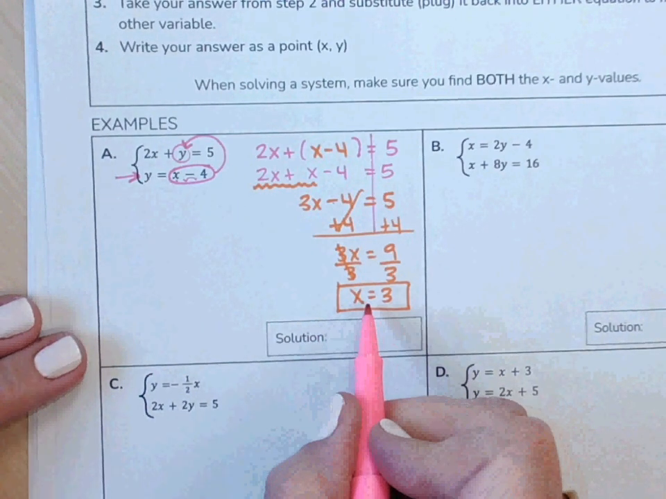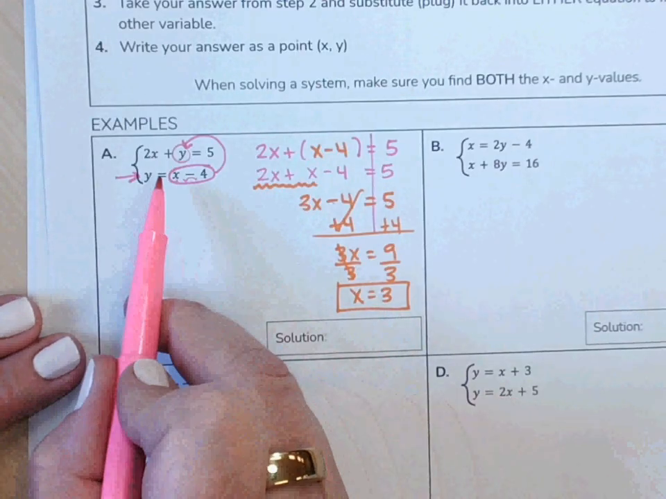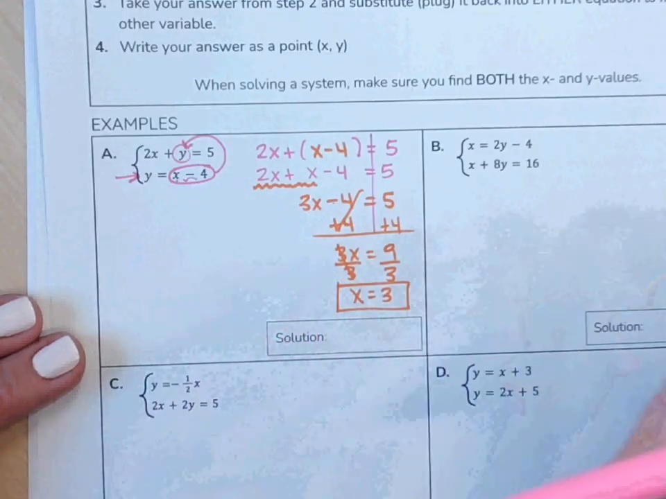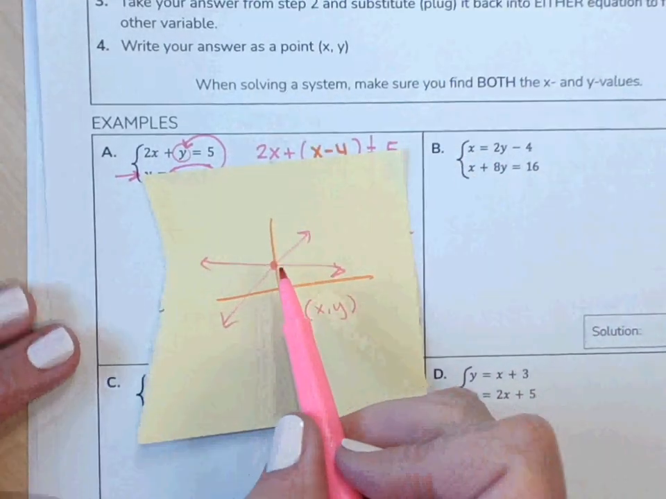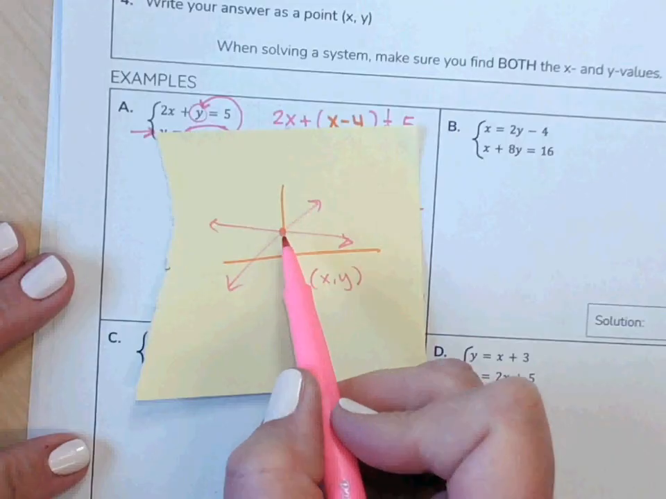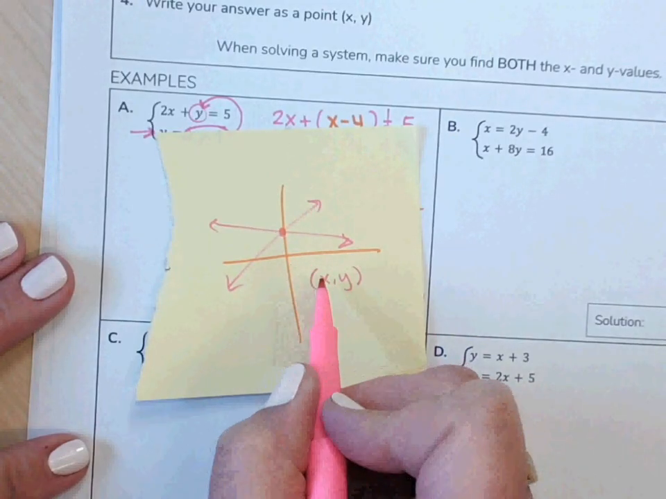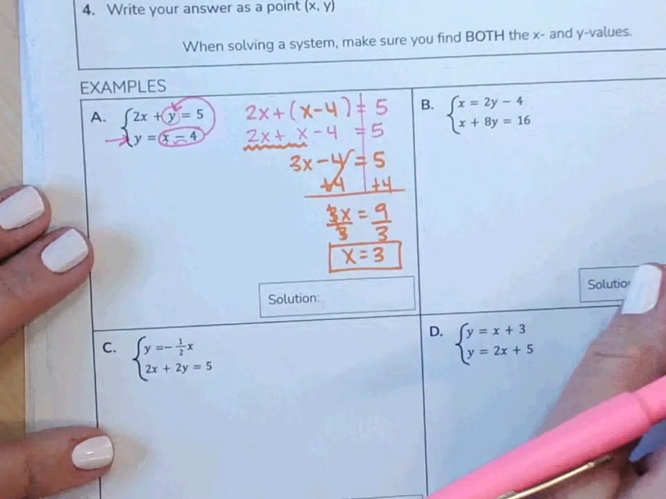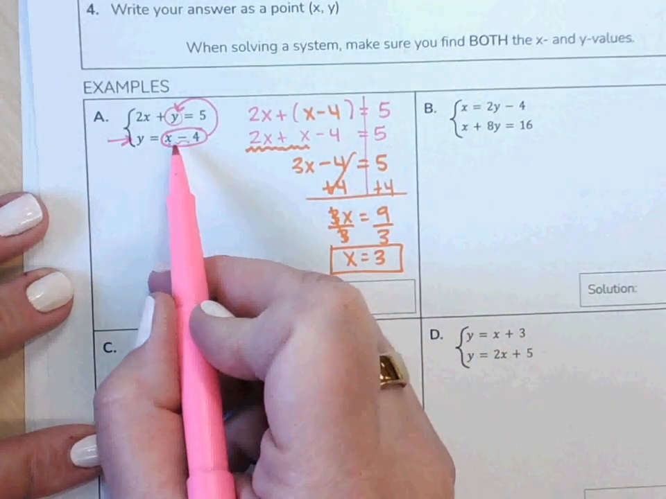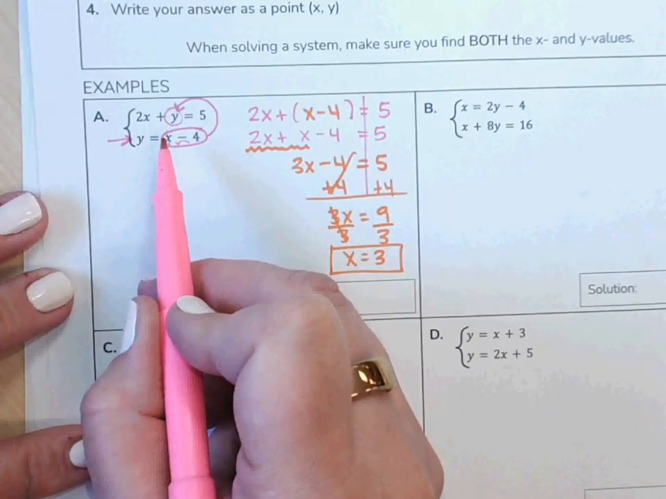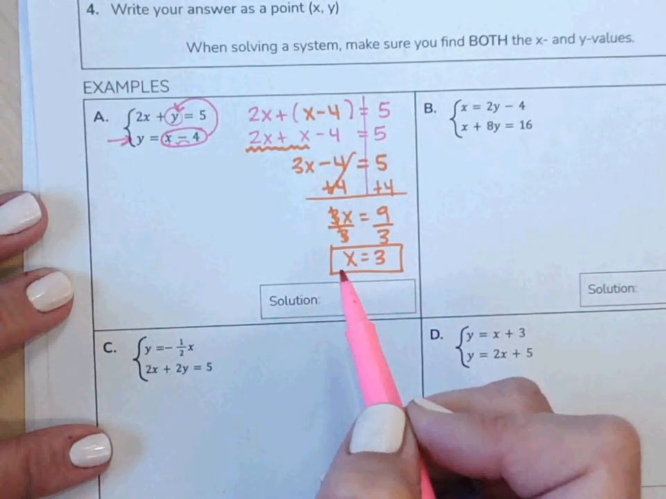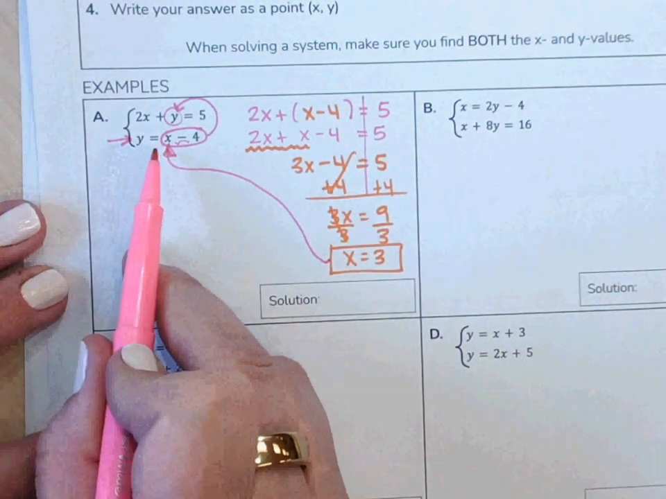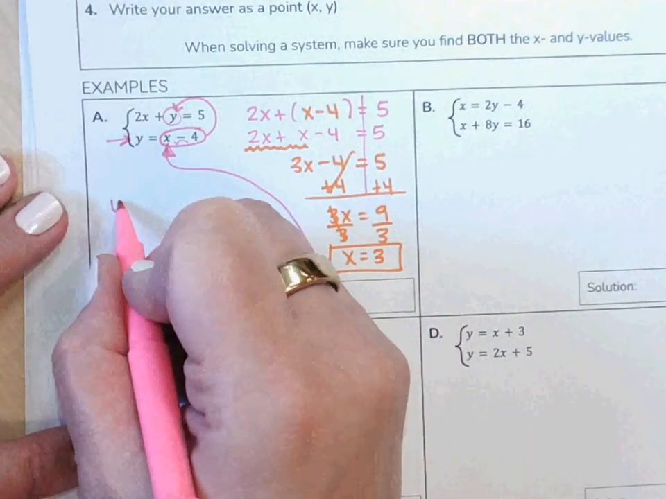I found one of the variables, but there were 2 variables in this system, so I have to still find y. Remember, when we solve a system, the answer is the point where the 2 lines cross. So I found the x coordinate, now I need to find the y coordinate. So here, this 3, I can plug it back into either one of these equations for x. It doesn't matter which one, I always pick the one that looks easiest. In my opinion, it's a lot easier to plug it in for that bottom equation.